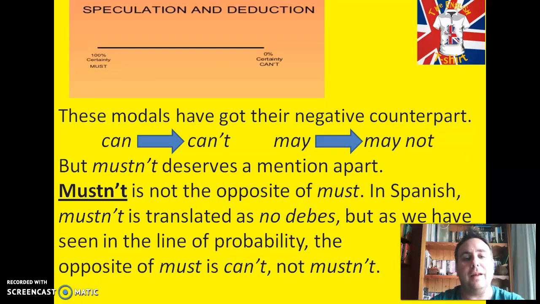These modals have got the negative counterpart, of course. Can't, or may not. But mustn't deserves a mention apart. Mustn't is not the opposite of must. In Spanish, mustn't is translated as no debes, but as we have seen in the line of probability, the opposite of must is can't and not mustn't.